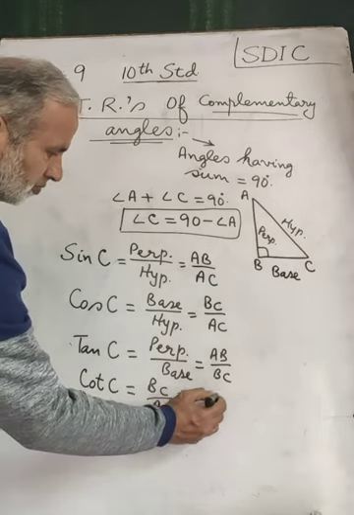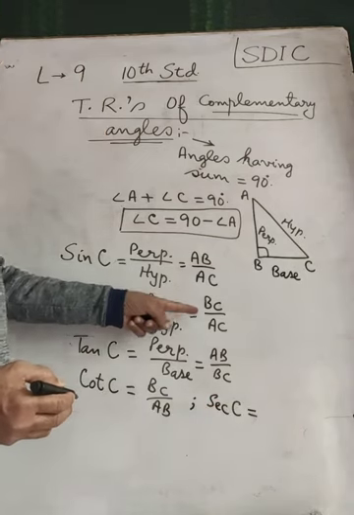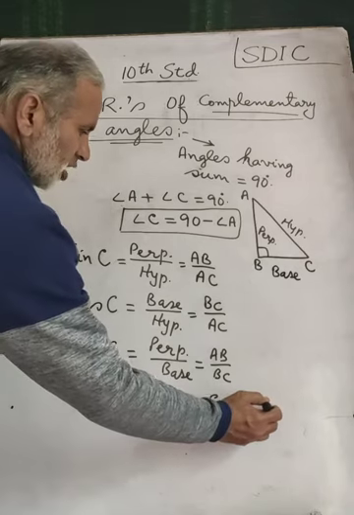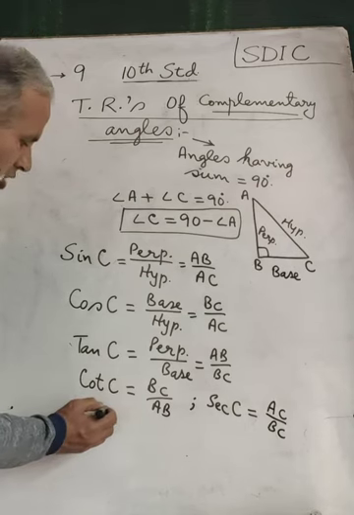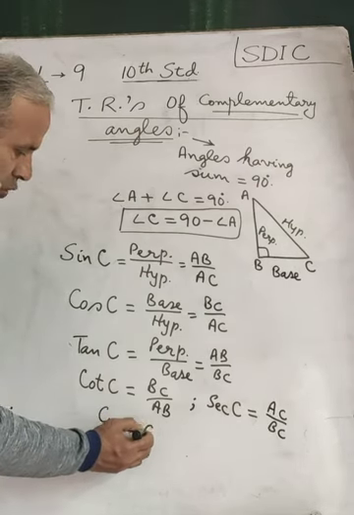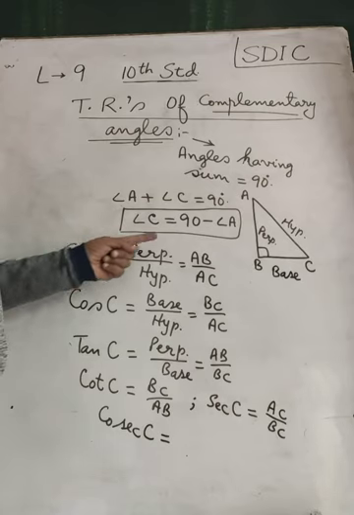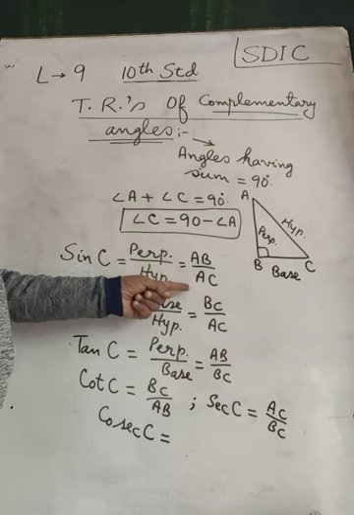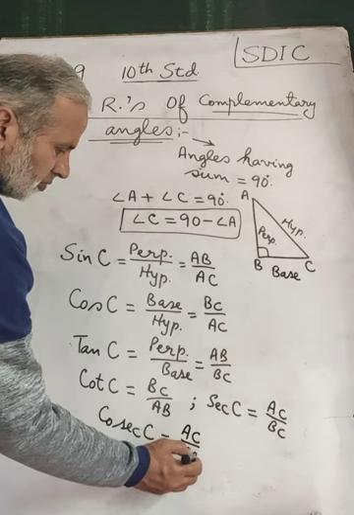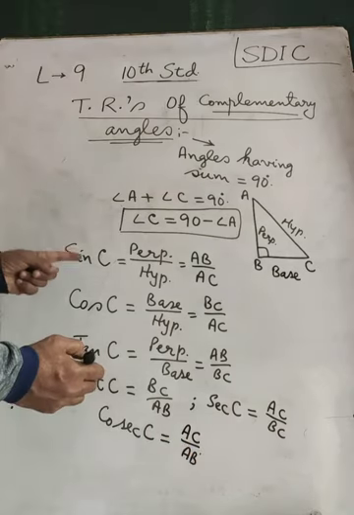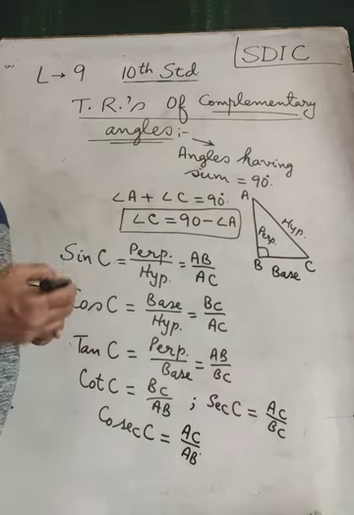Sec C is the reciprocal of cos. Cos is BC by AC. Sec C will be then AC by BC. And finally cosec. Cosec C will be reciprocal of sine C. Sine is perpendicular by hypotenuse, it is AB by AC, and the reciprocal then is AC by AB, that will be cosec. These are trigonometric ratios of C angle.